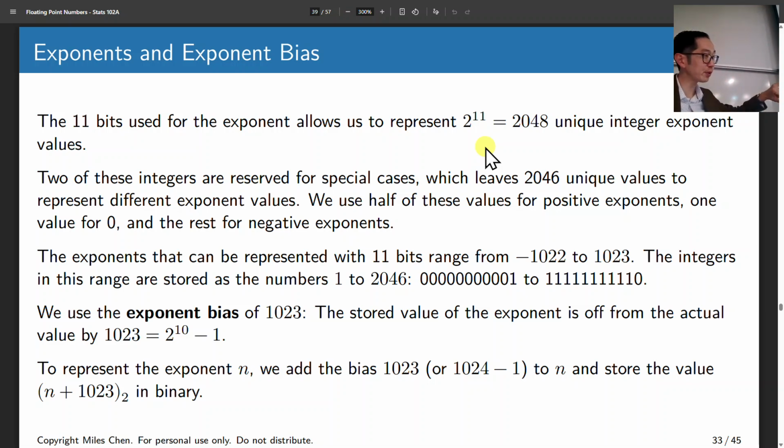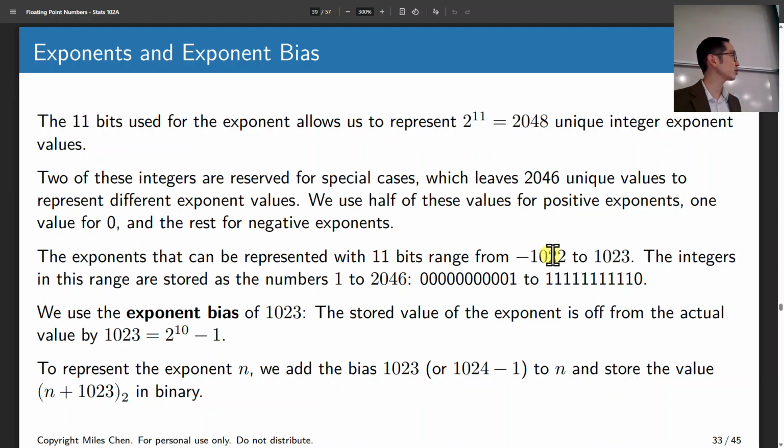And those 2046 values need to be able to represent both positive exponents and negative exponents, to get big values and small values. So they decided half of these values will be for positive. That's going to be 1,023 values for positive. One of the values will be for 0. And then the remaining values will be for negative. And so that means I'm going to represent the values going from negative 1,022 up through 1,023. That is 2,046 unique values.